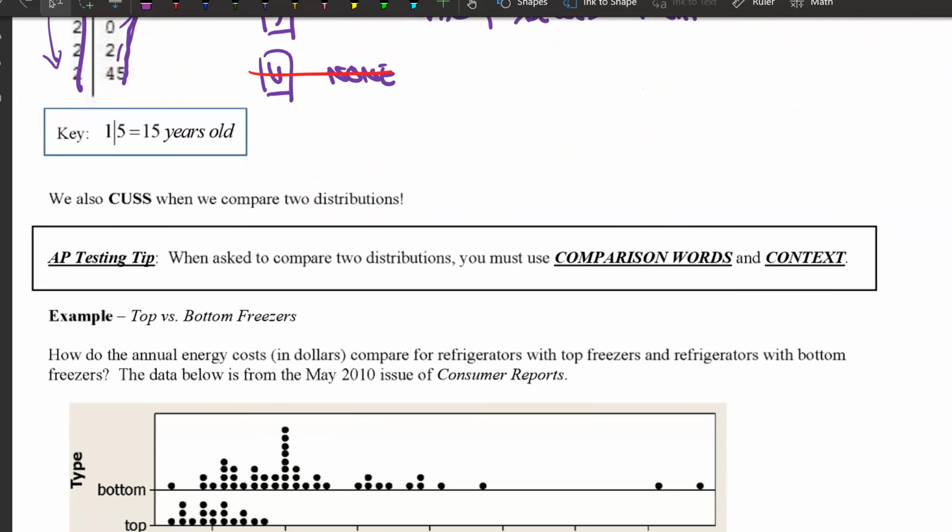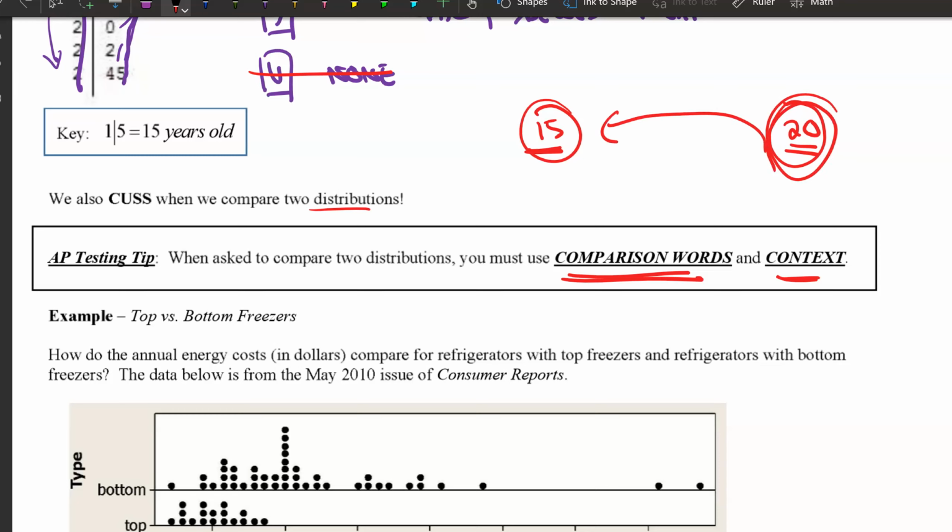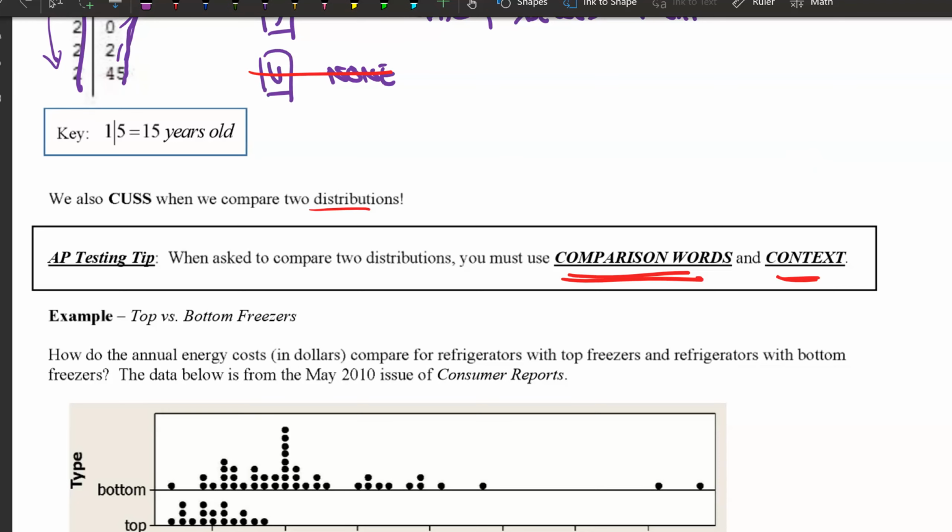We also use CUSS when we compare two distributions. The key differences though, well, we use context on the other one as well, but when we're asked to compare two distributions, we must use comparison words. We can't just say one is centered at 15 and one is centered at 20. That's not comparing. That's describing this center and describing this center independently. If you want to compare, you'd say the center of this is less than the center of this, or the center of this one is greater than the center of that one. So comparison words, less than, greater than, equal to, make sure you use comparison words. AP is very picky about it.